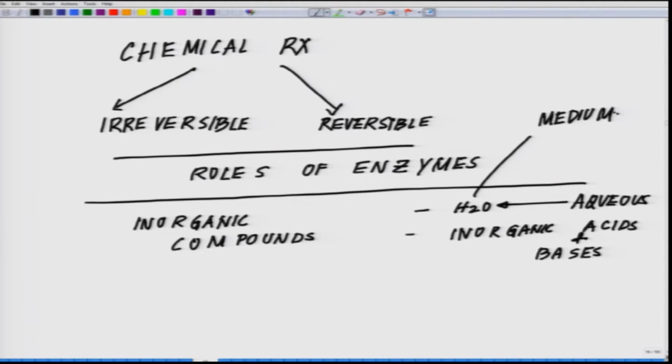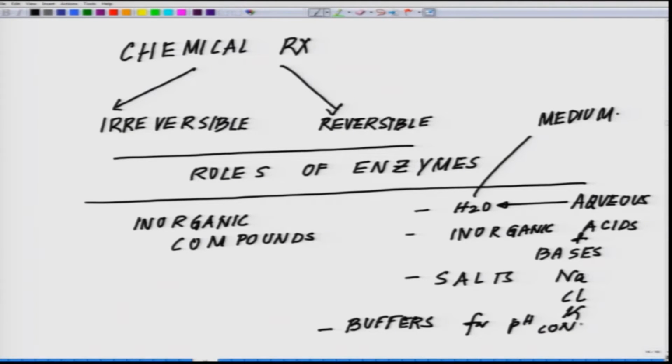Okay. Then we have a series of salts, starting from sodium salt, chloride salt, potassium salts, magnesium salt, likewise. Then we have a series of buffer systems for pH control. These are very important, as we will talk about the different kinds of buffer systems in the kidneys, in the lungs, in the blood.